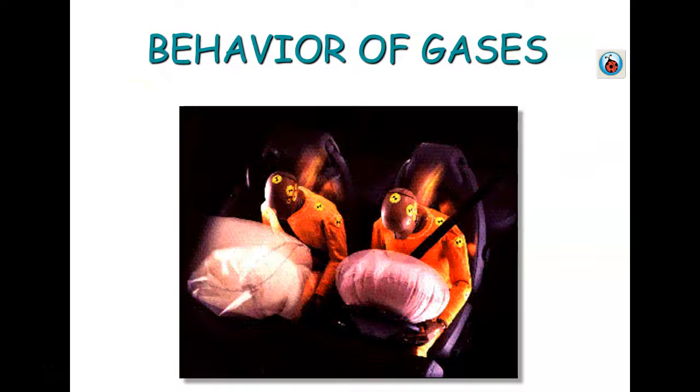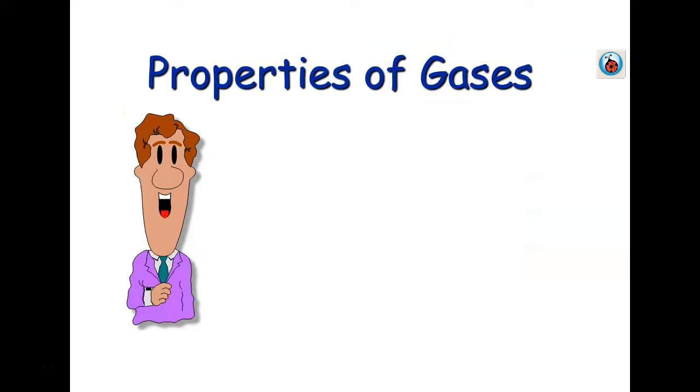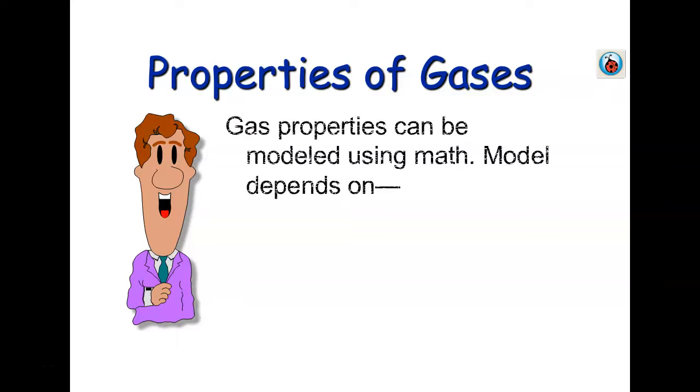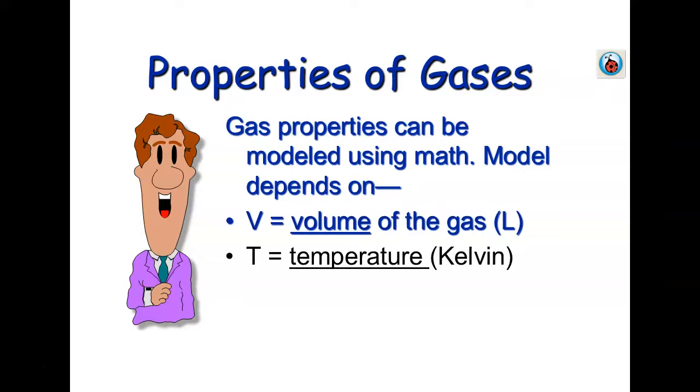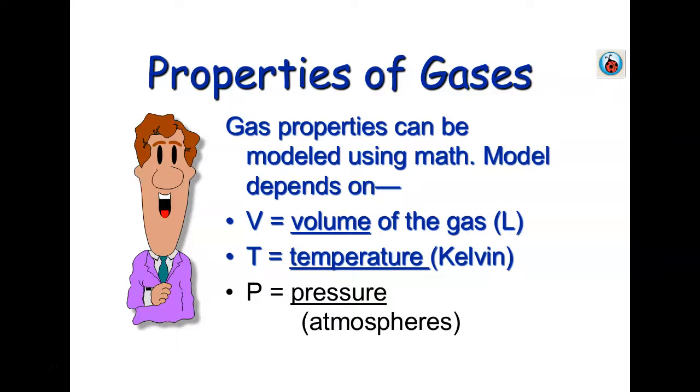All right, behavior of gases. We're going to talk about gas laws and properties of gases. They can be modeled using math. So it depends on the volume of your gas, and that is expressed in liters. And then we have the temperature of your gas, and that's going to be in Kelvin. Everything needs to be in Kelvin. You learned how to do that in the last unit. Okay, pressure is in ATMs or atmospheres. All right, so volume, temperature, and pressure. We're going to make calculations with those.